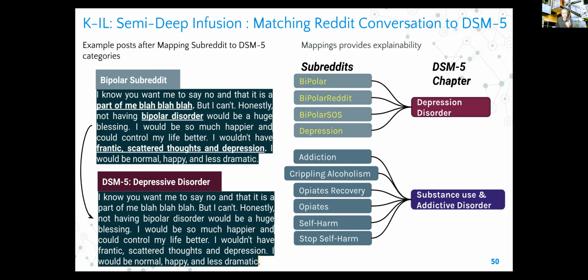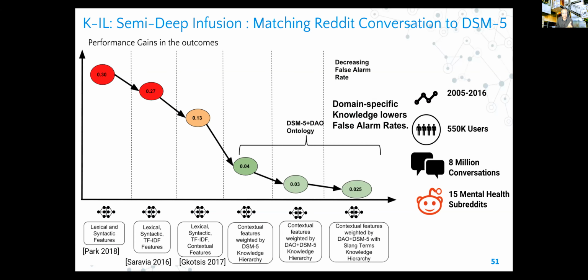For example, there is a post here in a bipolar subreddit on the top, but it is not about bipolar disorder. It is actually about depressive disorder. We are able to make these kinds of distinctions because we are using knowledge in the kind of way I described. So these are the major kinds of things. Here is a very interesting graph.